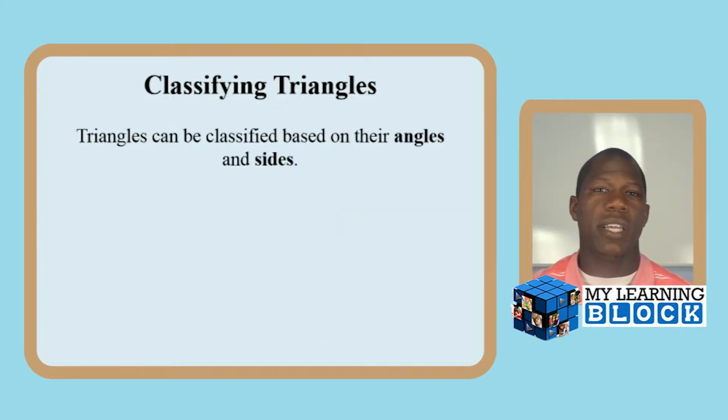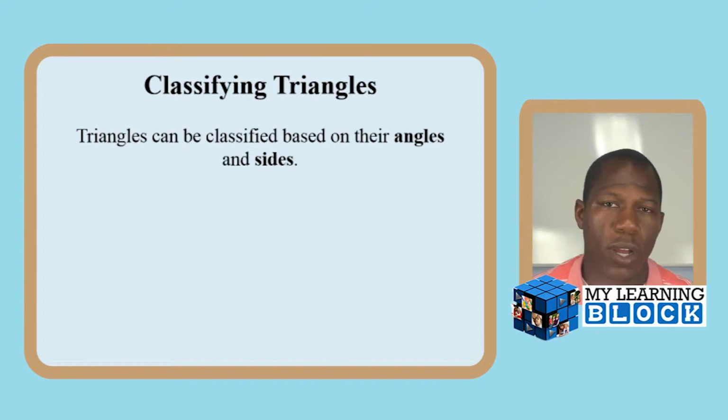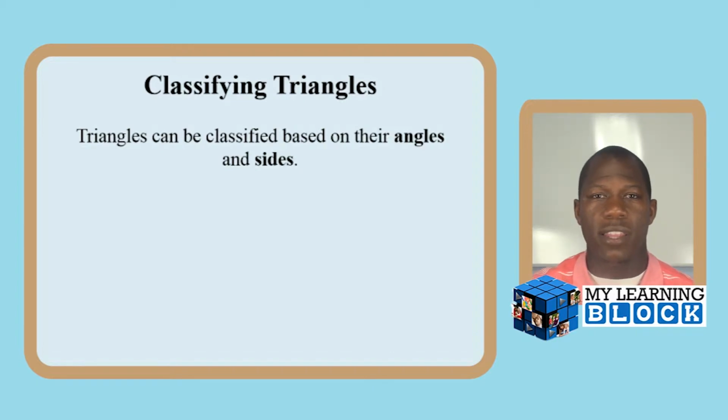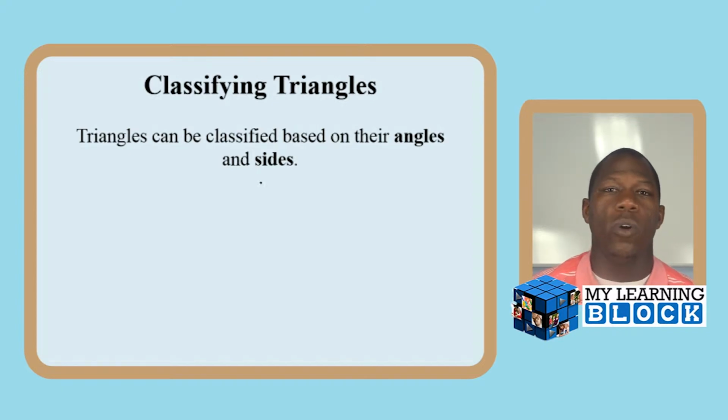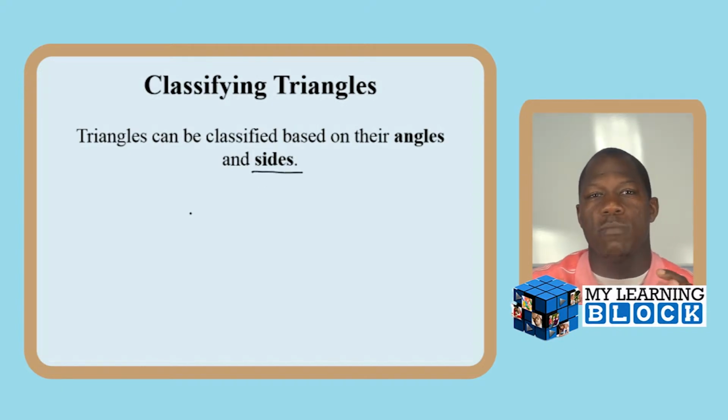Now, triangles can be classified 2 different ways. One could be by their angles. The second way can be by their sides, based on the properties of their sides. Today we're going to focus on classifying triangles based on their sides. All right, so we're going to focus primarily on how the sides relate to each other.